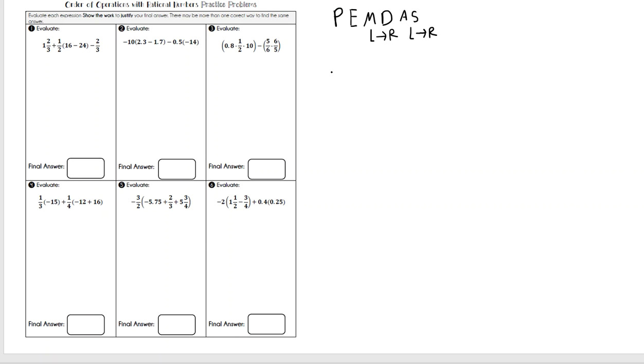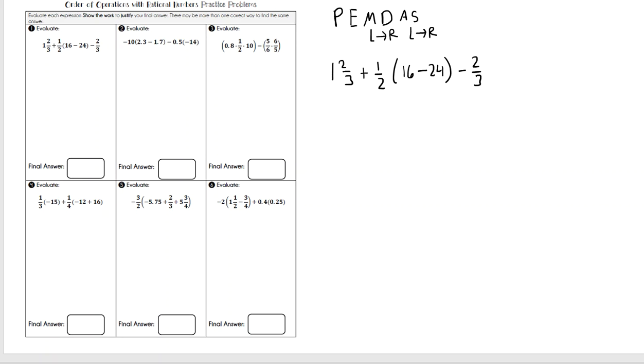So number 1 says 1 2/3 plus 1/2, which is right next to a parenthesis. In math, we know that if there is a number next to a parenthesis, that's implied multiplication. And then we have 16 minus 24 inside the parentheses, and then we have subtract 2/3.